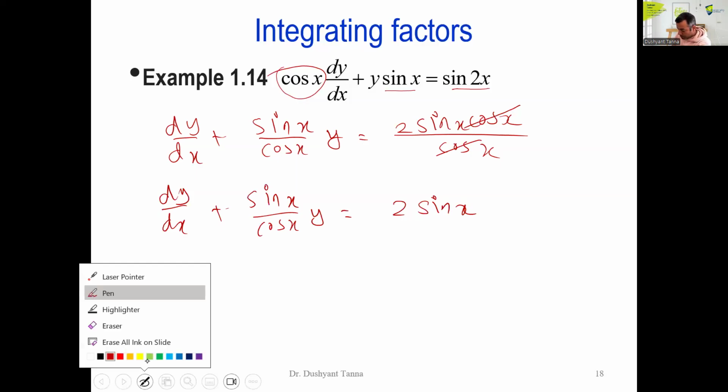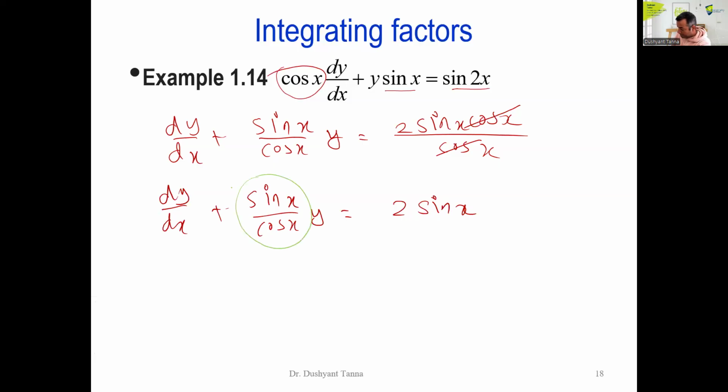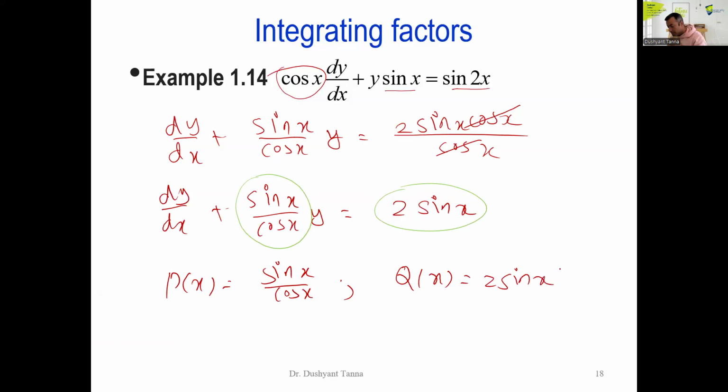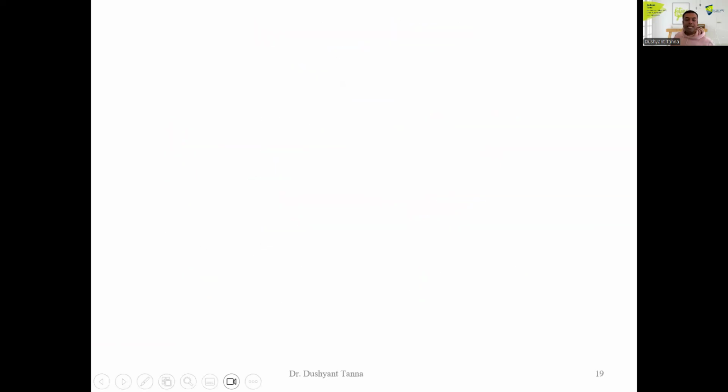So this is P and this is Q. So my P(x) is sin x over cos x, and Q(x) is 2 sin x. Yeah. Okay. Once I get that, I have to find mu. That's my next step.